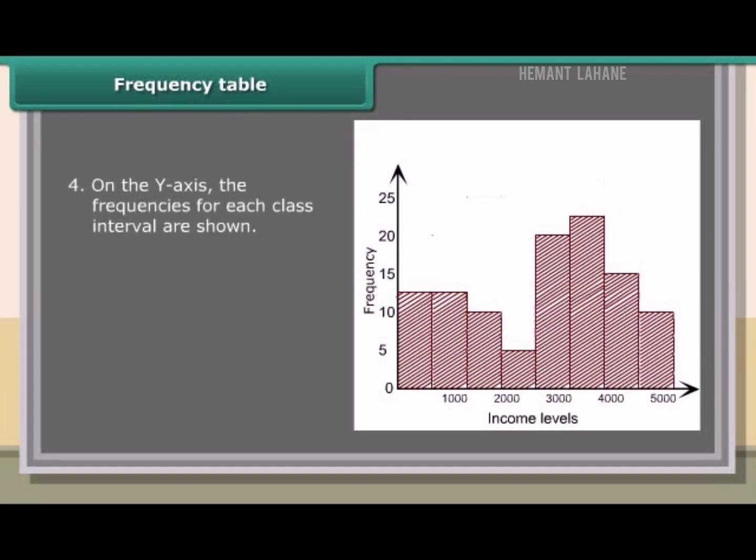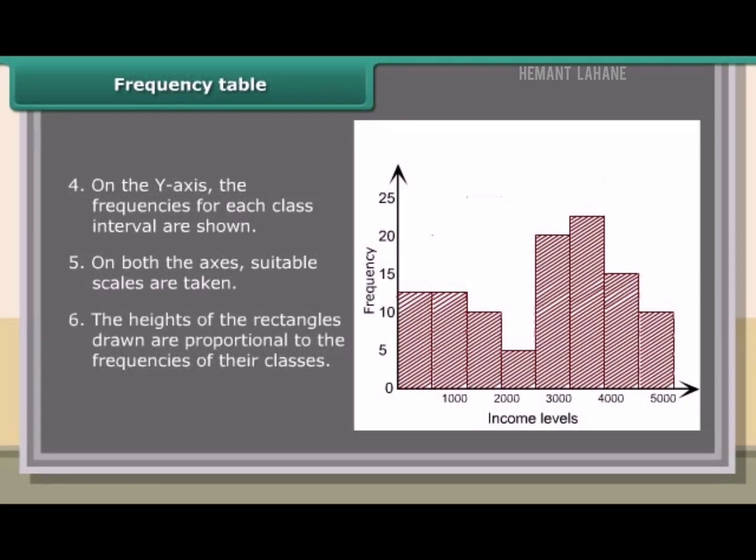4. On the y-axis, the frequencies for each class interval are shown. 5. On both the axes, suitable scales are taken. 6. The heights of the rectangles drawn are proportional to the frequencies of their classes.